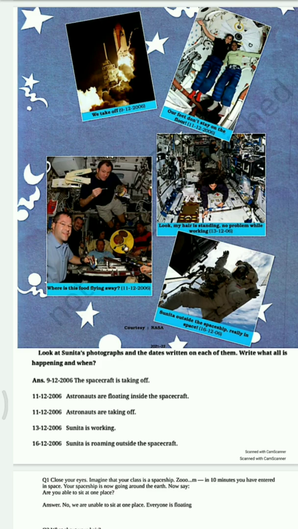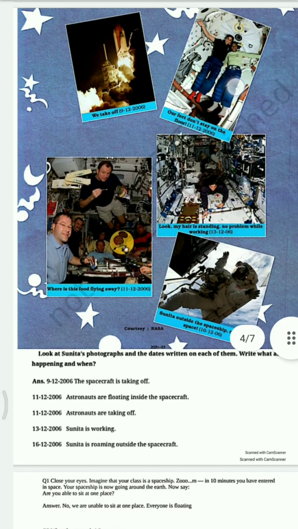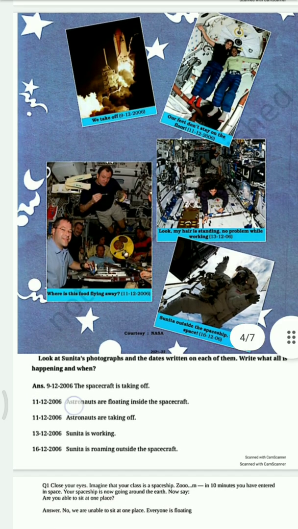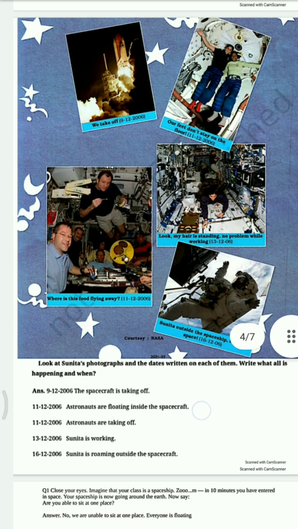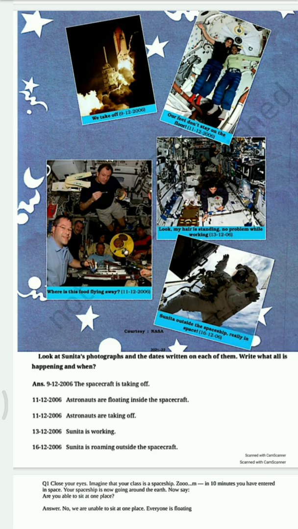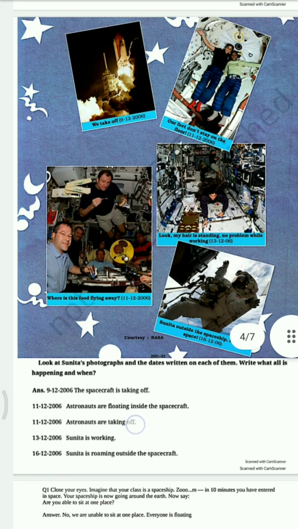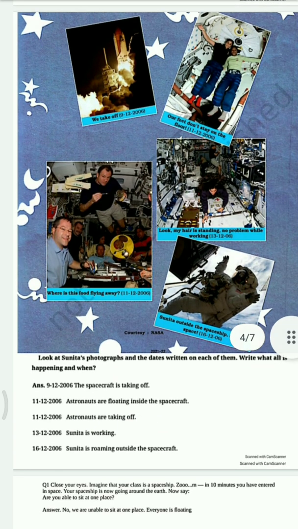Now the second picture is, our feet don't stay on the floor. It was taken on 11/12/2006. Astronauts are floating inside the spacecraft. Okay, so Sunita Williams with her friend is floating inside the spacecraft. Now the third picture, where is this food flying away? It was taken on 11/12/2006. Astronauts are taking off. Okay, so the crew has reached space because Sunita Williams and her friends have started floating.